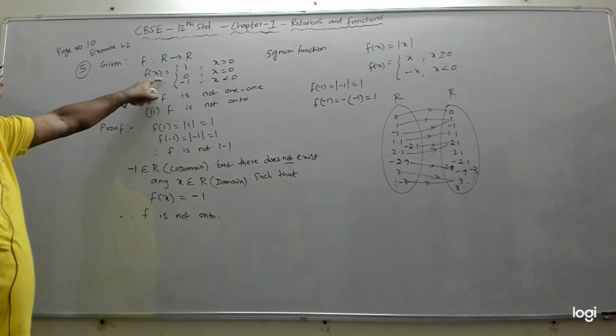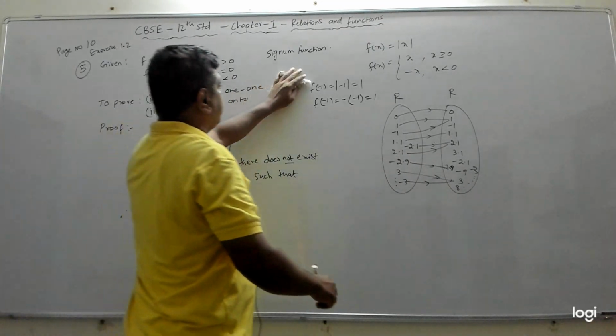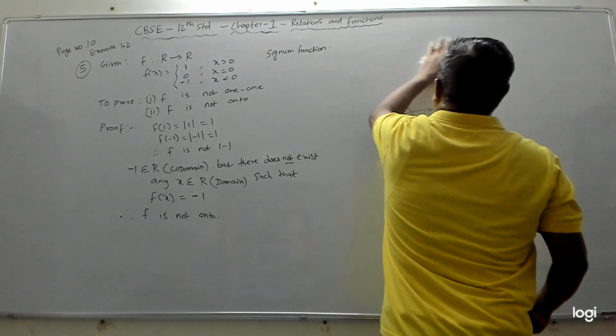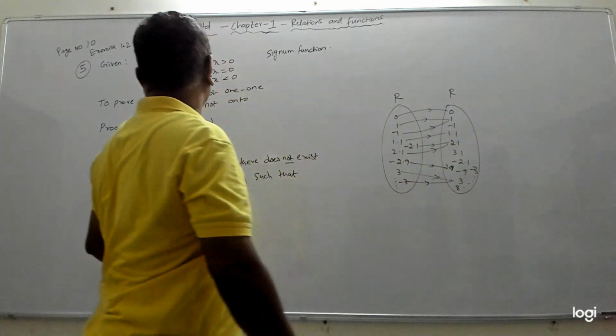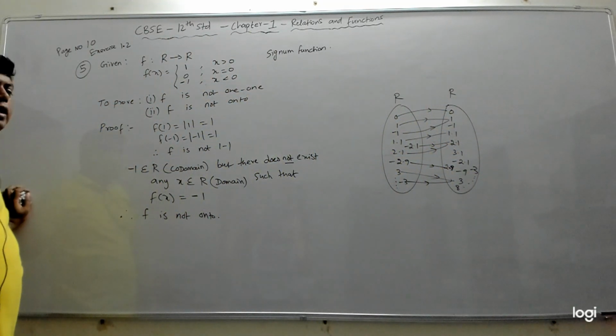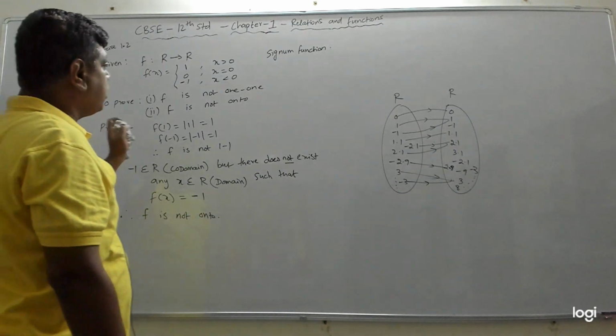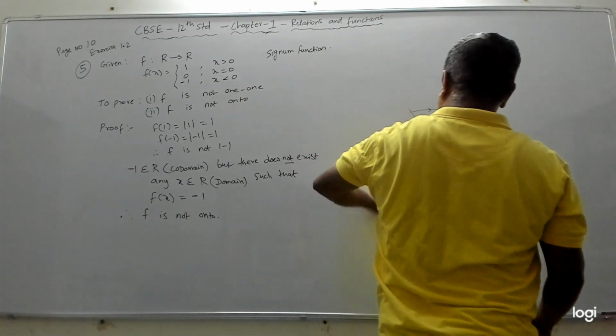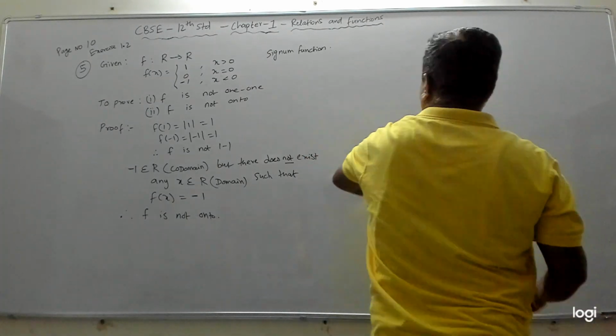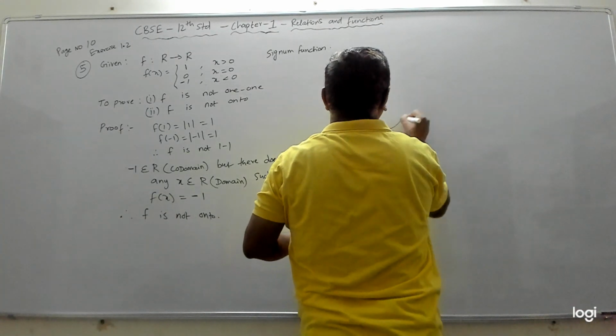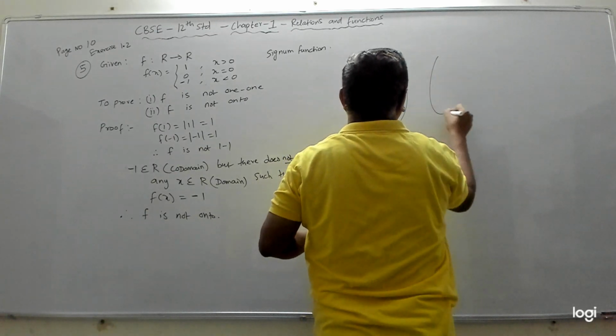This is called the signum function. Now we should show that it is again neither 1 to 1 nor onto. You have to show that it is not 1 to 1, it is not onto. Now how does this function look? This signum function, if you try to draw this, suppose again it's R to R.